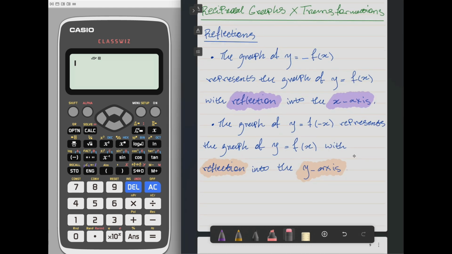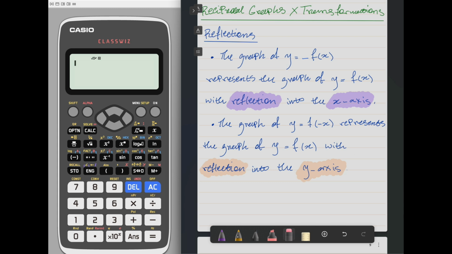As for reflections, guys, the graph of y is equal to minus f of x represents the graph of y is equal to f of x with reflection into the x-axis, right? And the graph of y is equal to f of minus x represents the graph of y is equal to f of x with reflection into the y-axis.